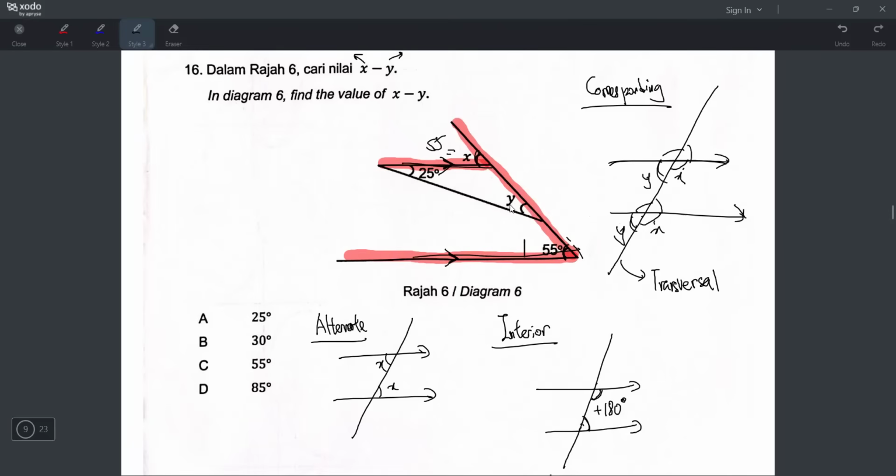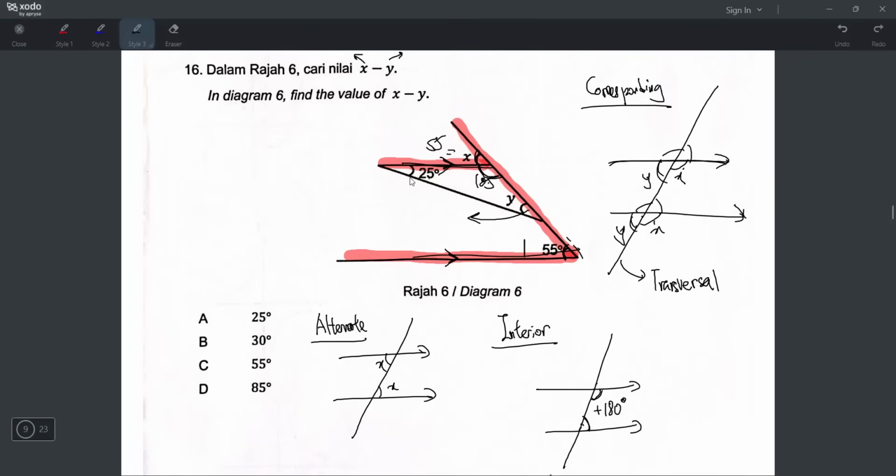Okay, now I'm trying to get my y. So how to find my y? Let's see. Okay, I think I can find this angle here, and later this angle can help me find y because this is a triangle. So I can take 180 minus 25 minus this one to get y. But how to get this? Okay, this is a straight line, so the total angle here is 180. So I can press the calculator, 180 minus 55. I got 125.